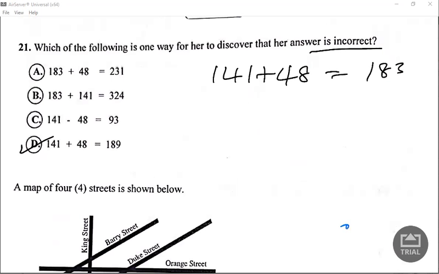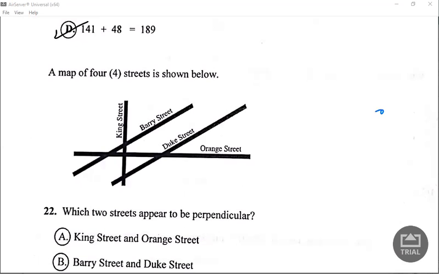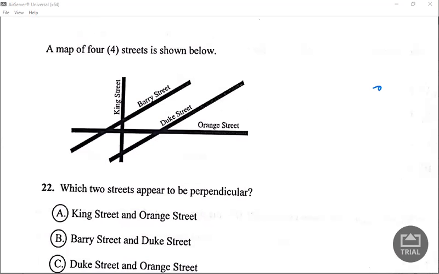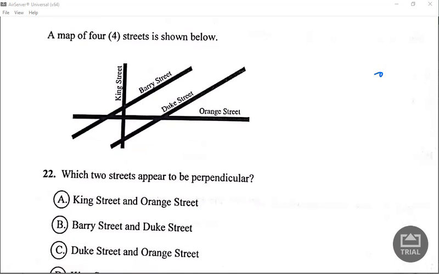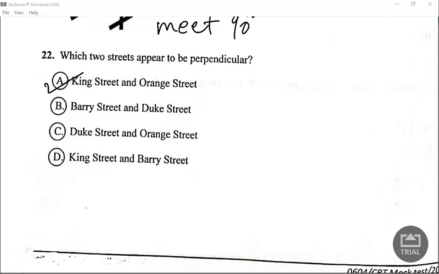A map of 4 streets is shown below. Which 2 streets appear to be perpendicular? Now, perpendicular means they meet at a right angle, and we know that a right angle is 90 degrees. So let's look. We have King Street and Orange Street. Yeah, that meets at a right angle right here. So that would be A. Don't need to go through the others.